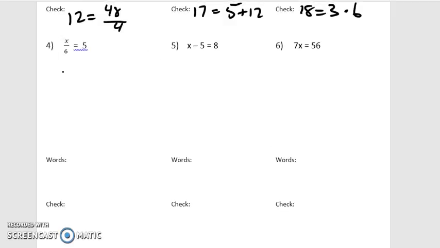All right, so last row here. We see division, all right? So we're going to undo division by doing some multiplication, all right?